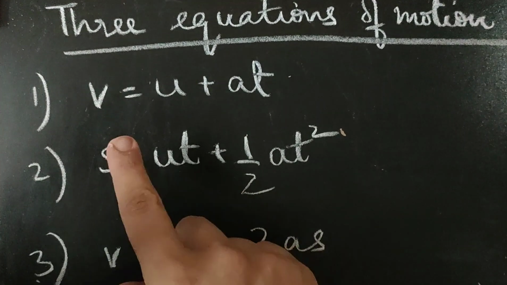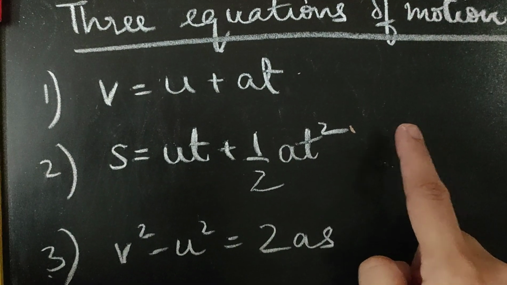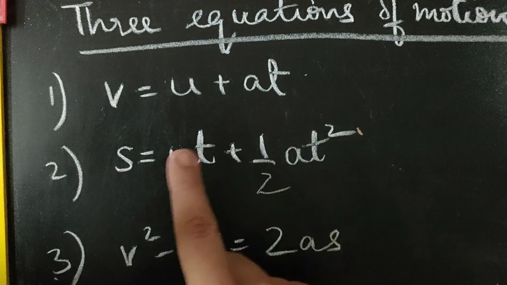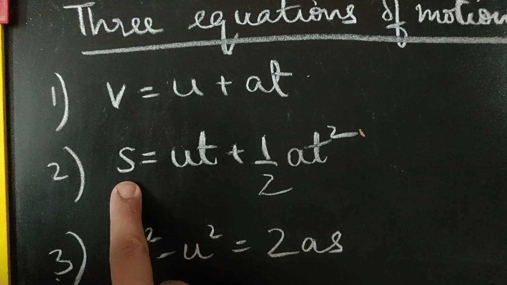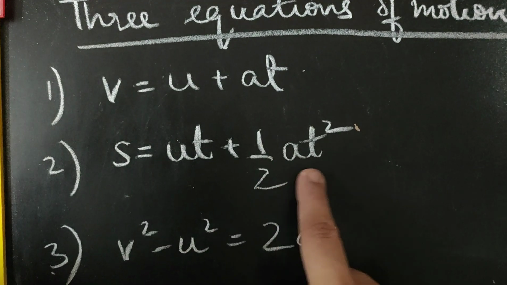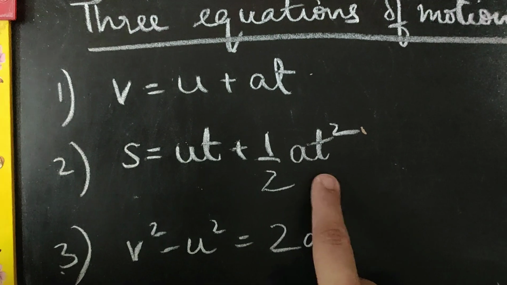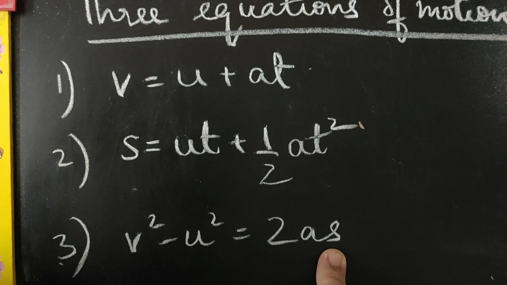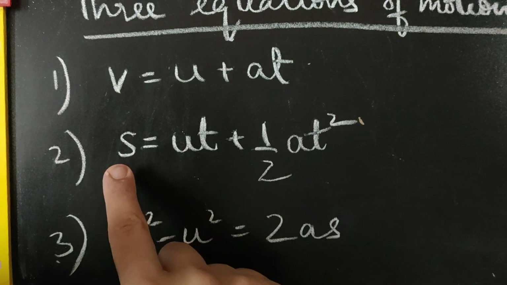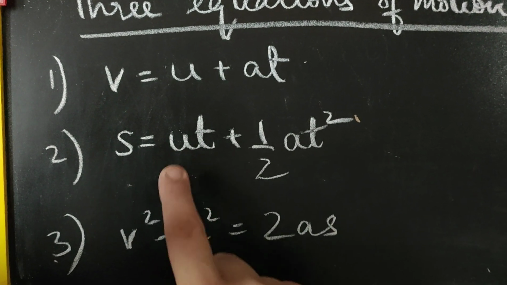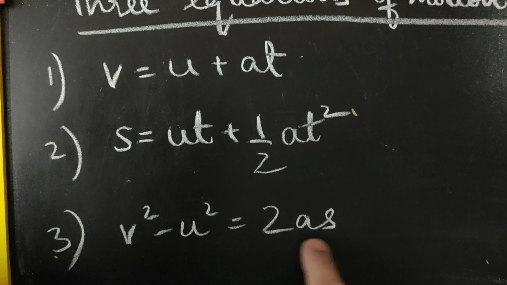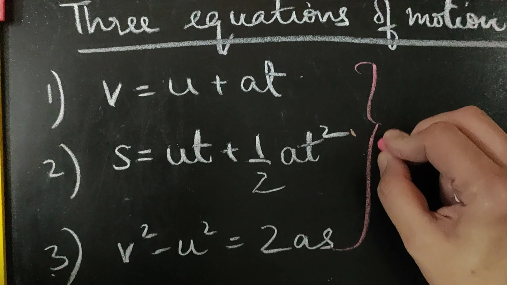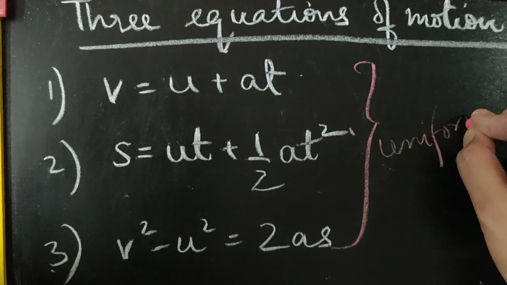So we have derived these three equations of motion using the graphical method. V is u plus at, that is the first equation of motion. The second one is that displacement s is ut plus half at square, and the third one is v square minus u square is 2as. Remember, the second equation is known as the position time relation, and the third equation is known as the position velocity relation. And also these three equations are applicable for uniformly accelerated motion.